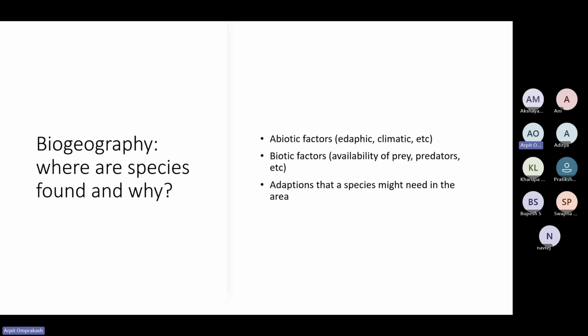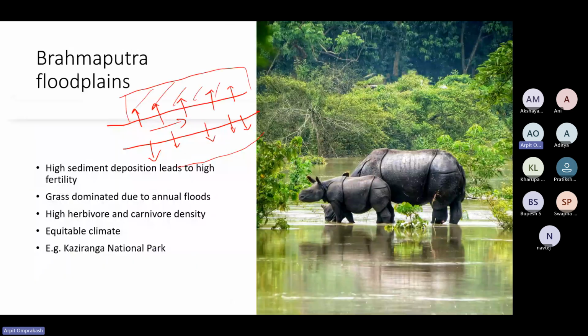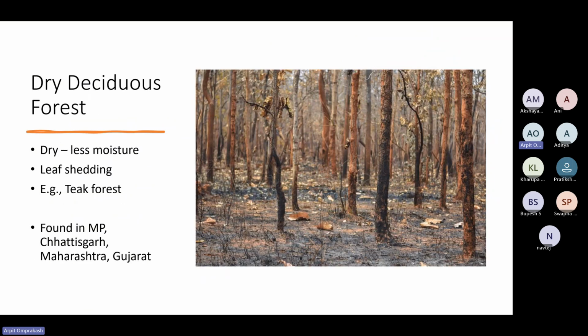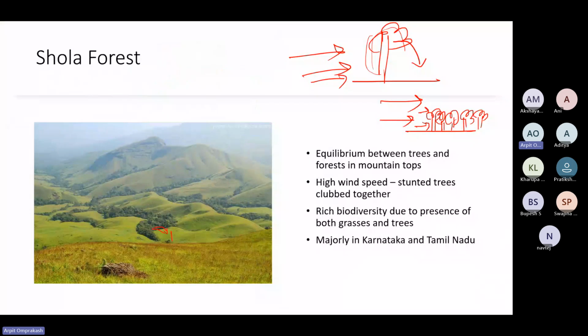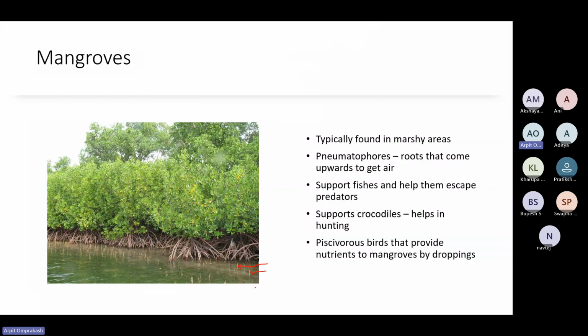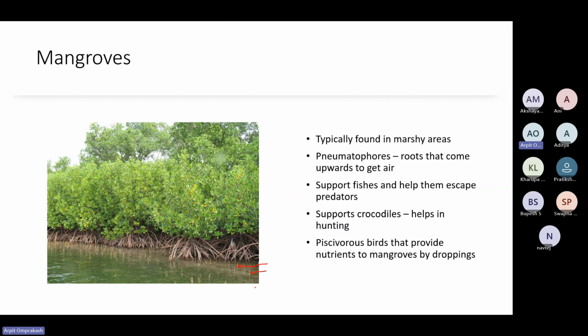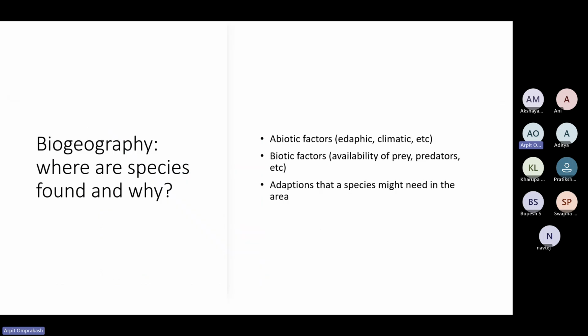So the question that we ask is, where are species found and why? We saw that we have a lot of different kinds of habitats and areas, and all of these habitats shelter different kinds of flora and fauna. So the species that are found in one habitat are very less likely to be found in another. Right. For example, mangrove forests are generally found in marshy areas. They won't generally be found on mountain tops. So why are these species found where they are?